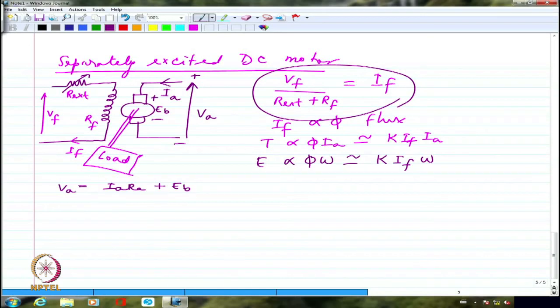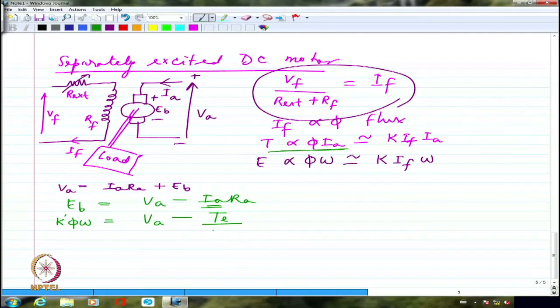So I'm going to have VA equal to EB, which is actually working like a voltage source, which is opposing the applied voltage. So I'm going to have VA equal to IA RA plus EB, or on the other hand I can write EB equal to VA minus IA RA, which I can again write as K IF omega or K dash phi omega, right, which will be equal to VA minus, I can write IA as torque divided by K phi. So let me write this as VA minus electromagnetic torque divided by K phi multiplied by RA.